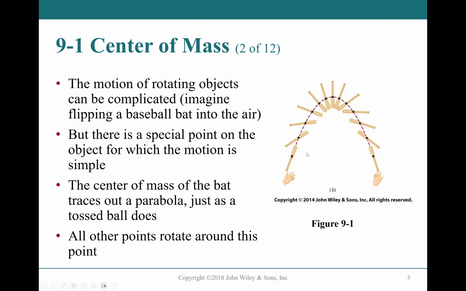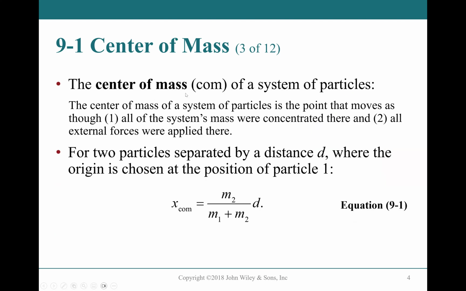There are a lot of other examples. If you toss a football like this, and you find the center of mass, the center of mass will also trace out a parabola, but the football is rotating. All other points rotate about this point, and this point is what we call the center of mass. So the center of mass, COM, of a system. If you say COM, that's not a dot com, okay? In physics, that's the center of mass.